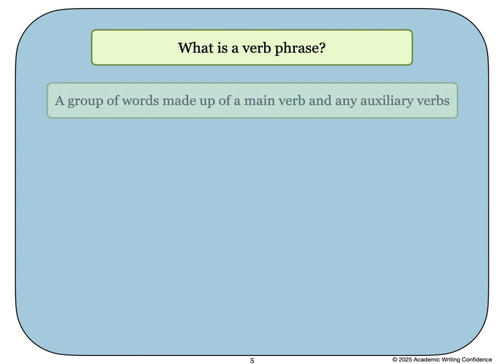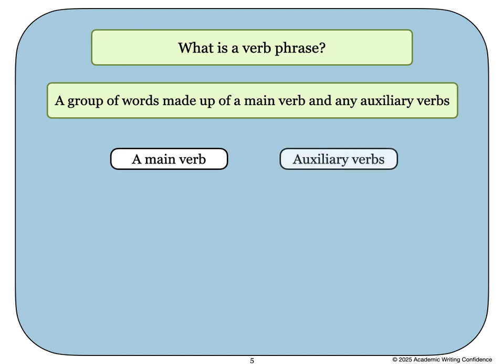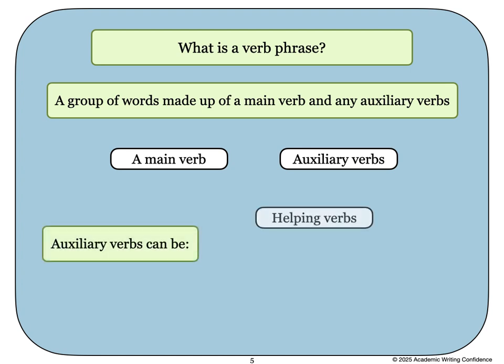Now let's look at a verb phrase. A verb phrase is a group of words made up of a main verb and any auxiliary verbs. There's always a main verb and some auxiliary verbs, such as helping verbs and modal verbs.